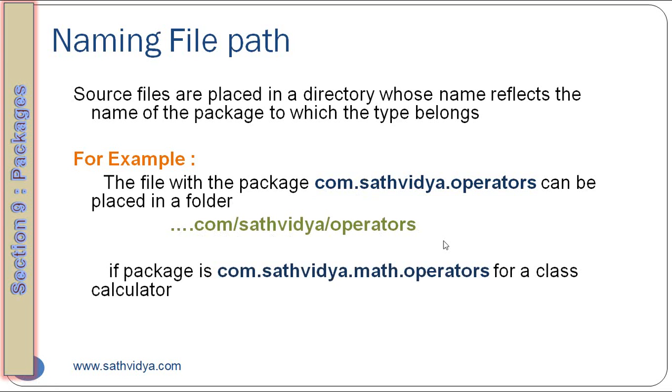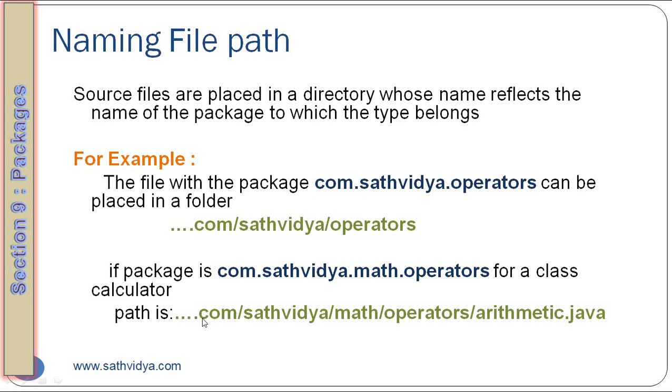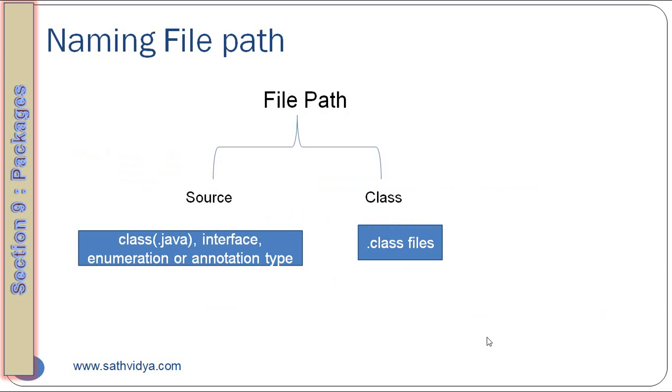For example, if my package is com.satvidya.math.operators, then how am I going to create my folder? My folder is going to be com, satvidya, math, operators. There I am going to put my file called arithmetic.java. So finally what does our source folder contain? All the files like Java files, annotation files, everything within the folder source slash com slash satvidya slash math slash operators, arithmetic.java and all other files like assignment.java, all of that package comes here. And if you have any other package, then again we make another folder for that package.